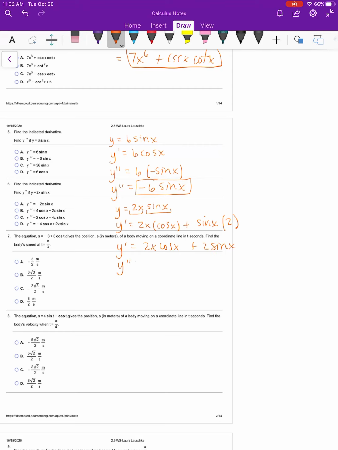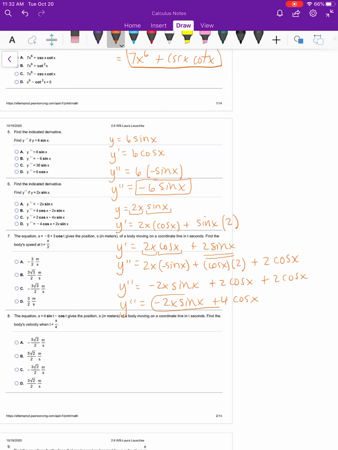Now to take our second derivative, we've got a product here that we have to use product rule on, but this one right here, we're able to just use the constant being multiplied. So we've got first times the derivative of the second plus second times the derivative of the first, and then plus 2 times the derivative of sine, which is cosine. So our second derivative, negative 2x sine x plus 2 cosine x plus 2 cosine x, and you can see that those are your like terms. So negative 2x sine x plus 4 cosine x is going to be your second derivative.